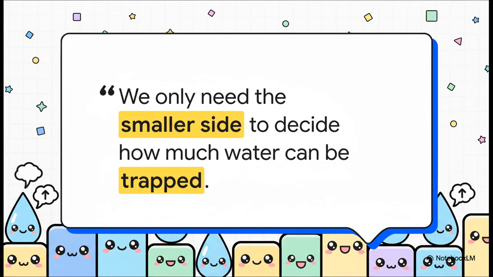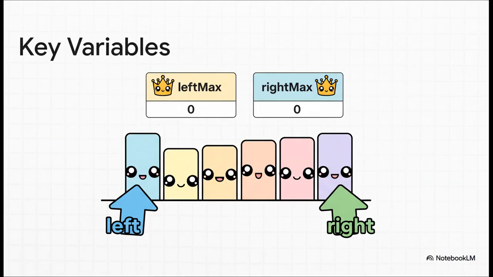Okay, so here's the key insight, the real aha moment for this whole problem. Remember how we said the water level is limited by the shorter of the two big walls on either side? Well, that means we don't actually need to know the tallest wall on the left and the tallest wall on the right at the same time. We only care about which side is the bottleneck. As long as we know the wall on the other side is taller, we can make a decision based on the shorter side. That's the limiting factor.